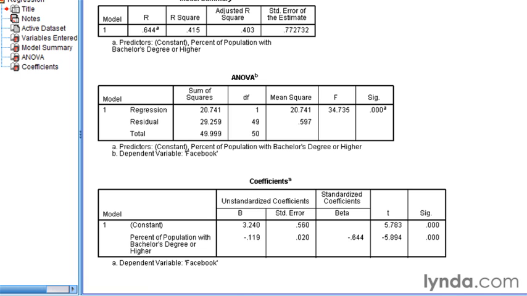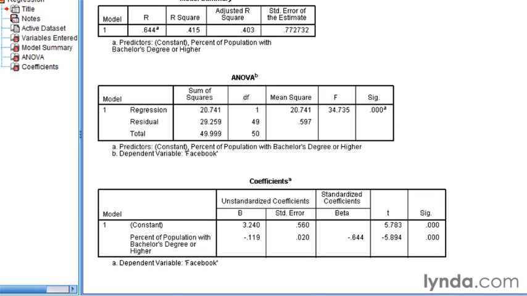And so what we see is if we're trying to predict the level of interest in Facebook on a state-by-state basis, we have an intercept here of 3.240. That says give everybody an interest of 3 standard deviations above the mean, but then for every percentage of the population that has a bachelor's degree or higher, subtract 1/10 of a point from that. That's the minus 0.119. And that means it's a downhill. The higher the level of education, the lower the interest in Facebook as a Google search term.